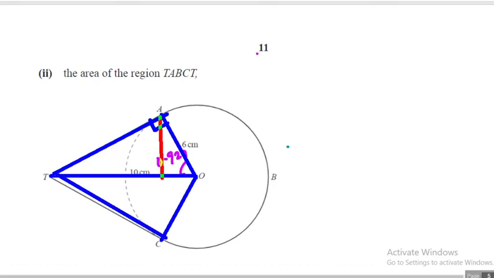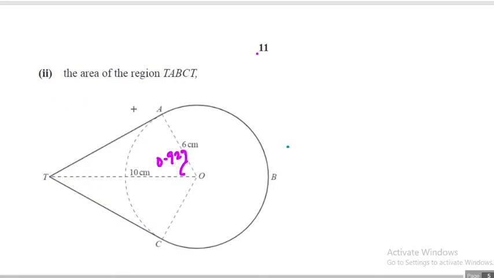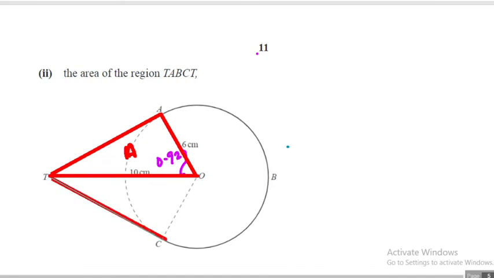If you can find this, the area of a kite is half times the diagonals of the kite, right? This one times this one. We have 10, but we need to find that one. Any other way? Instead, the kite actually consists of 2 similar triangles, A and B. So if you can find one triangle and multiply by 2, that also equals the area of the kite.